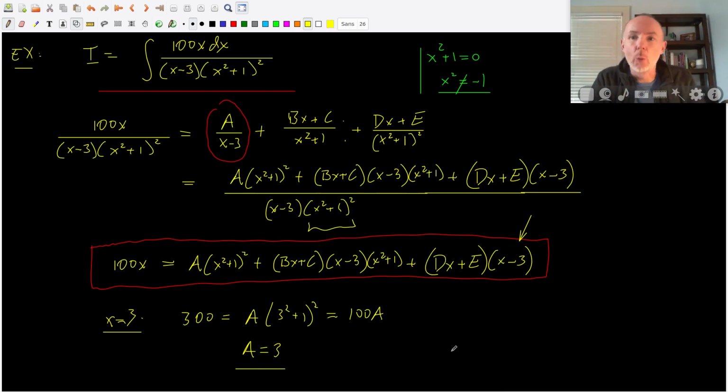Unfortunately, that's the only one of these that's easy to work out. The rest of them are going to be a mess. So let's go to the next page and see what we've got.